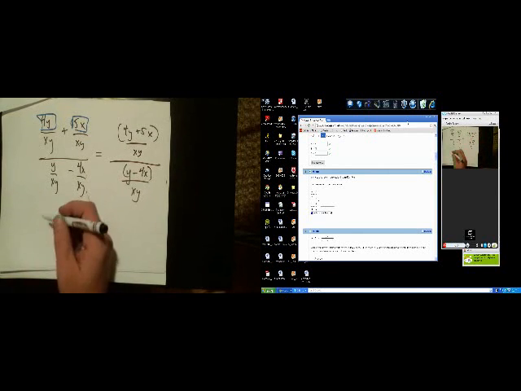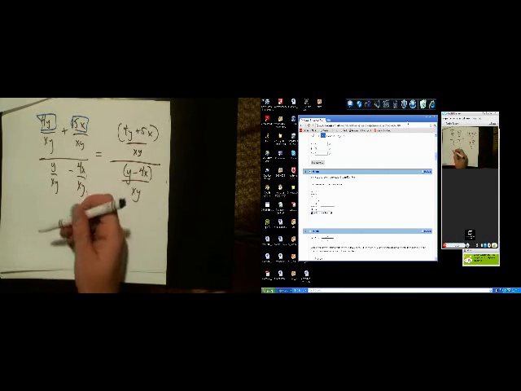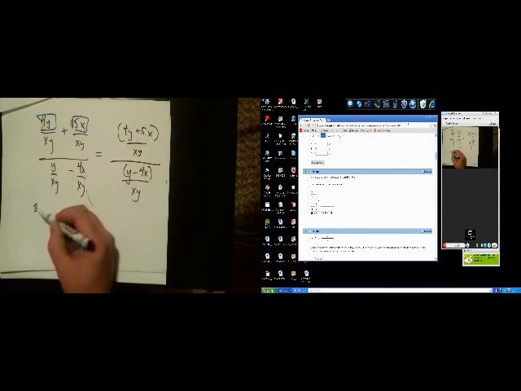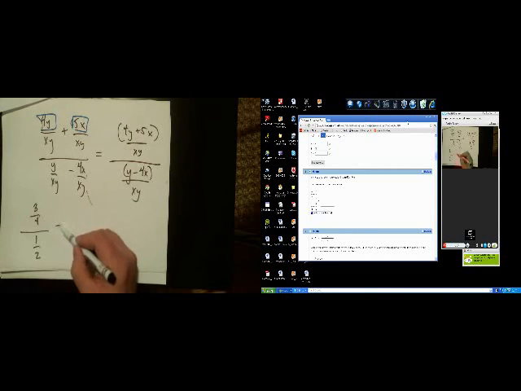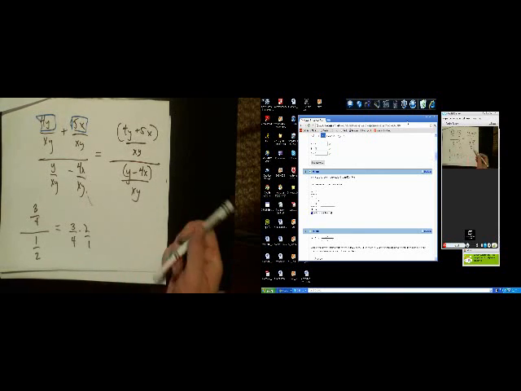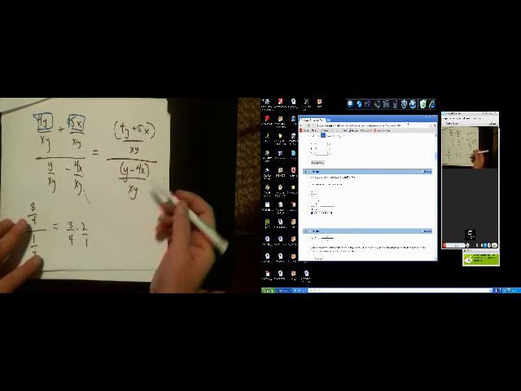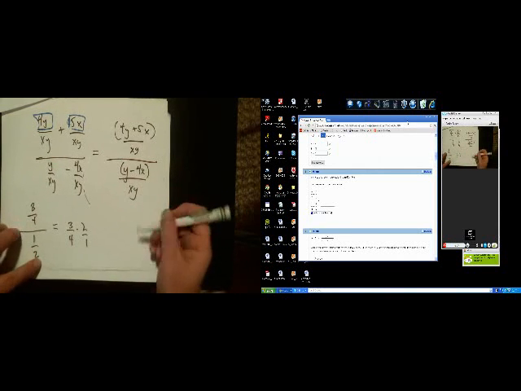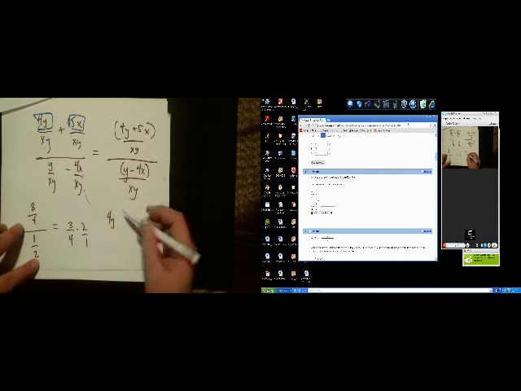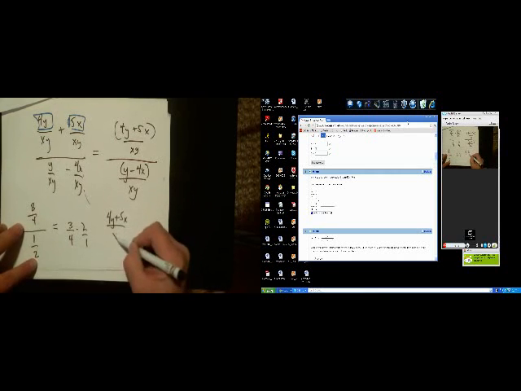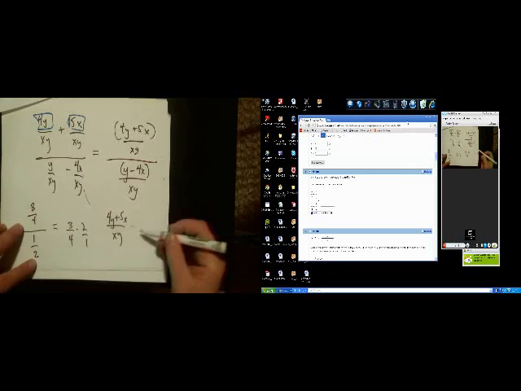So what did you do in 6th grade when you did 3/4 divided by 1/2? You flip the one on the bottom upside down. The inverse. Same thing here. So we're going to take the one on the bottom and flip it upside down. So we have 4y plus 5x over xy times xy over y minus 4x.